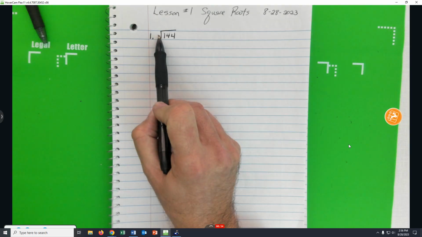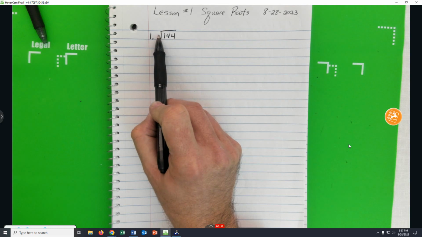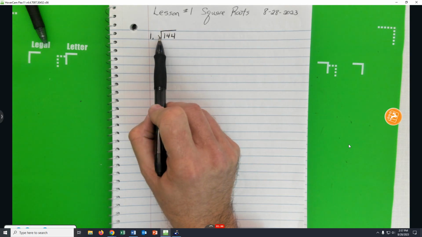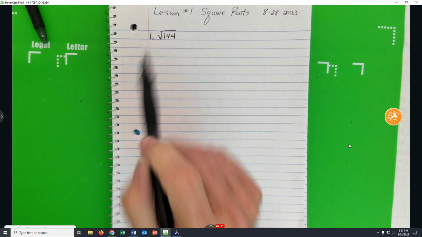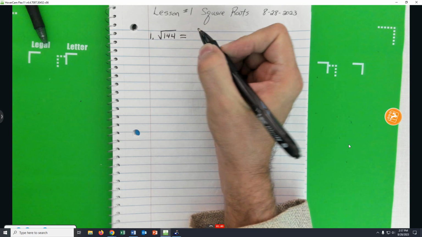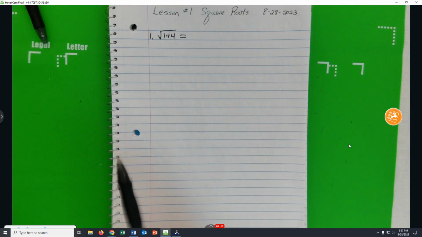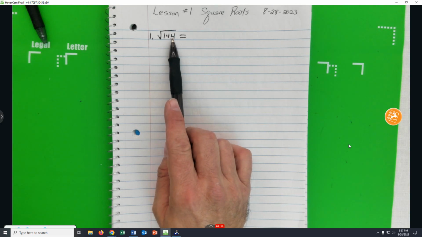This symbol here is called a radical symbol. And for our purposes today, we're going to read this as square root of 144. Now, what is the square root of 144? Well, what it's asking you is what number can you multiply by itself and get 144? And when you multiply a number by itself, you're squaring it.